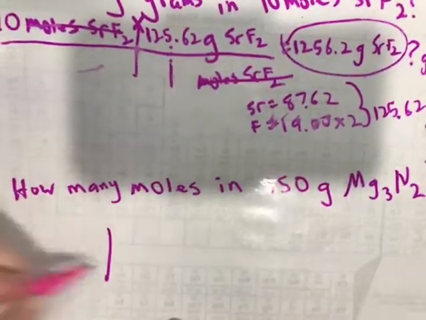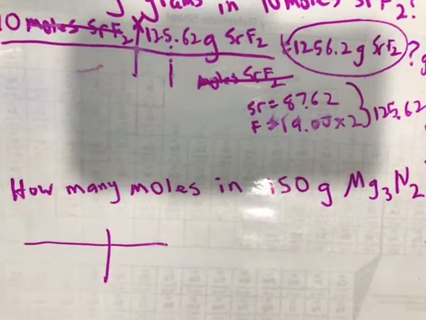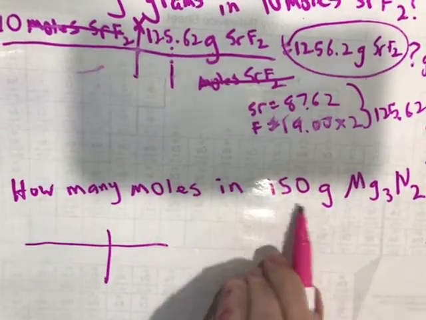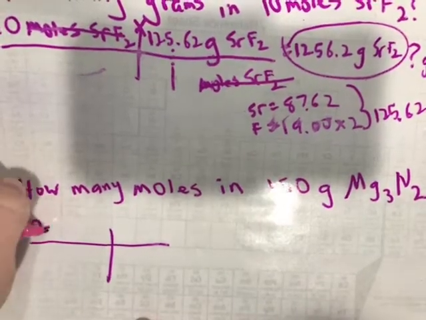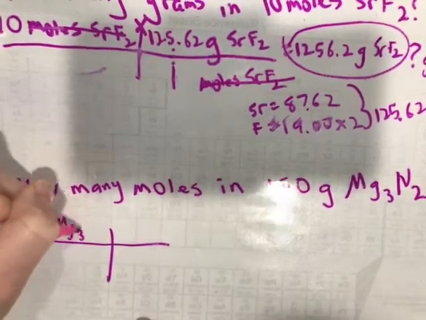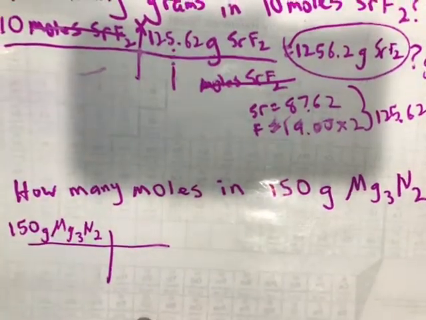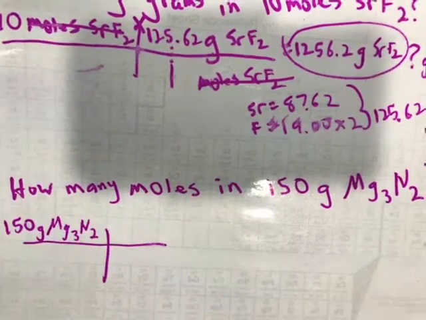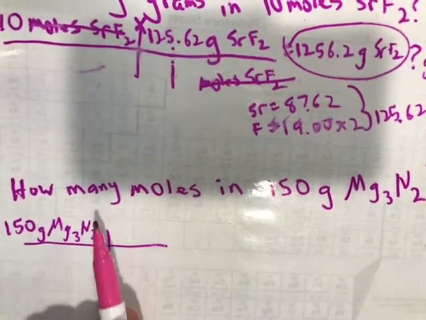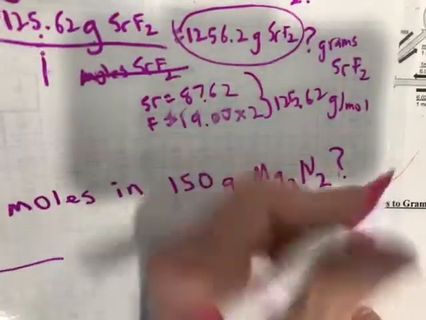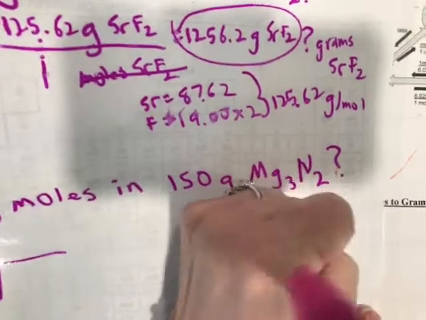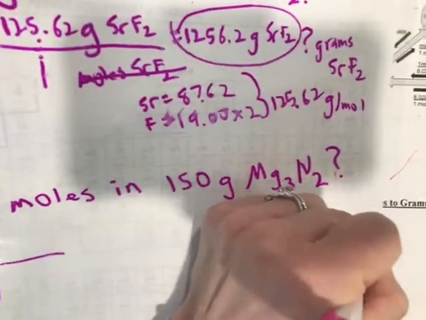I still start with whatever I'm given. Always, always these 3 steps. Okay, what am I given? 150 grams of magnesium nitride. 150 g of Mg3N2, that's my given. Always my second step is, what am I looking for? I want moles of that same combo, moles of Mg3N2.